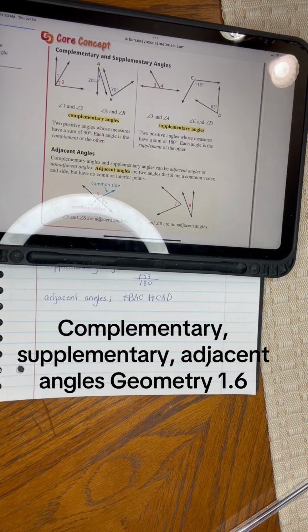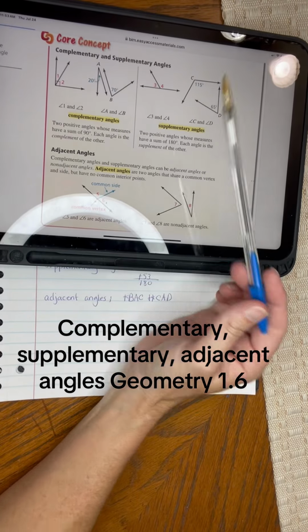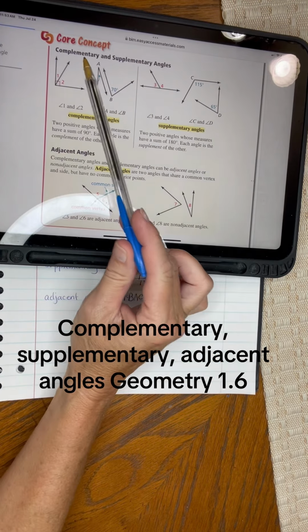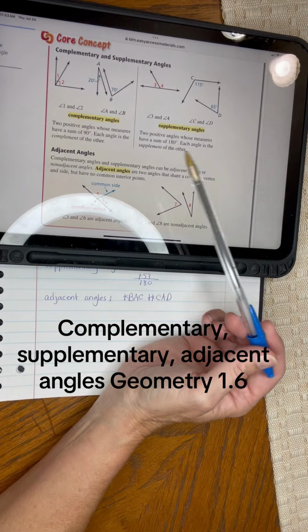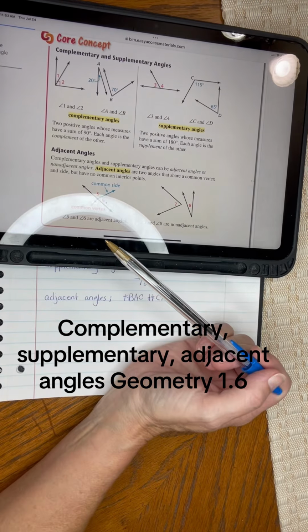We've gotten back into geometry again. This is chapter 1.6 of the Big Ideas book, and we're going to talk about complementary, supplementary, and adjacent angles. Now, your complementary angles add up to 90 degrees. Your supplementary angles add up to 180 degrees. And your adjacent angles are basically side by side, butted up against each other.